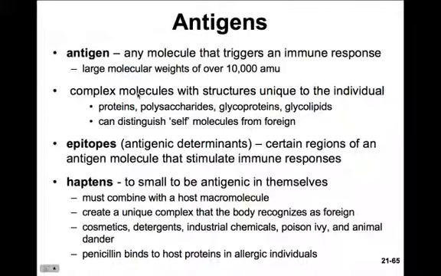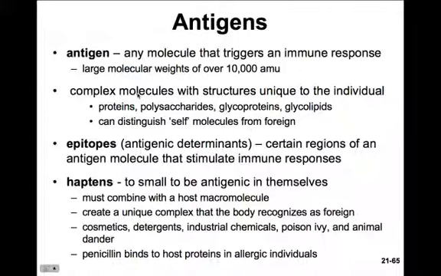So an antigen is any molecule at all that triggers an immune response. They generally have large molecular weights. That's 10,000 atomic mass units in general. They're complex molecules with structures that are unique to the individual. They're made of proteins, polysaccharides, glycoproteins, glycolipids, and the body can distinguish self-antigen molecules from foreign antigen molecules, much like we observed in blood typing earlier in the semester.